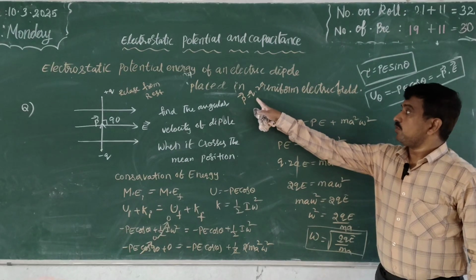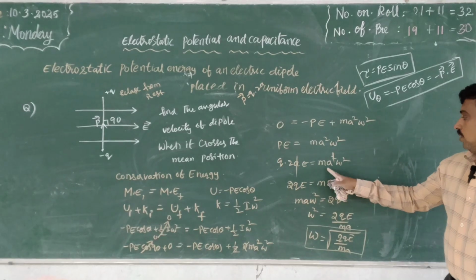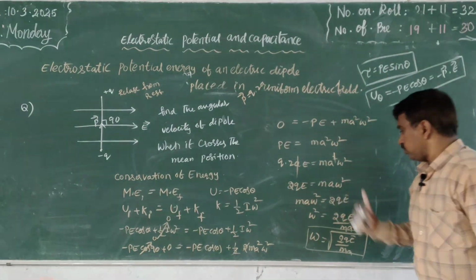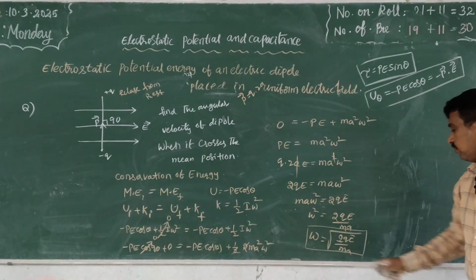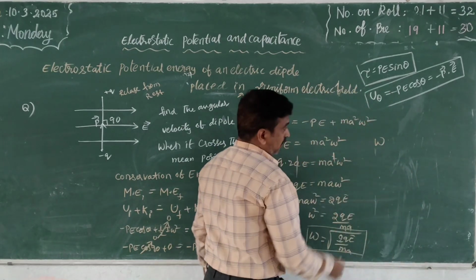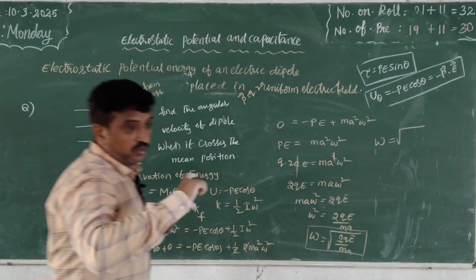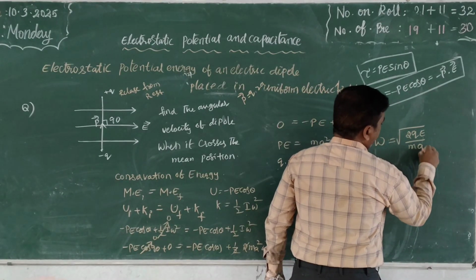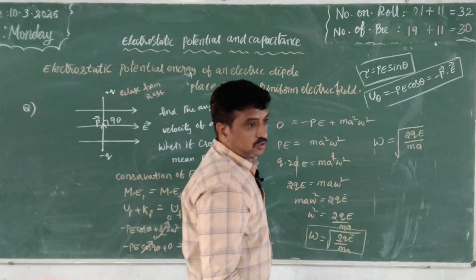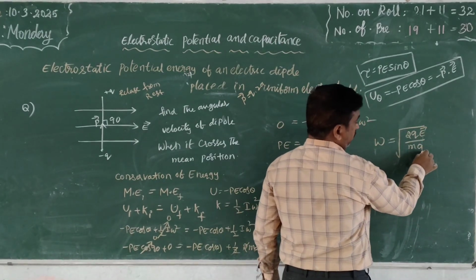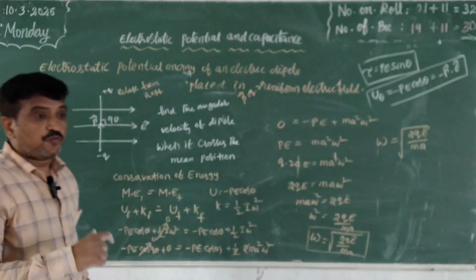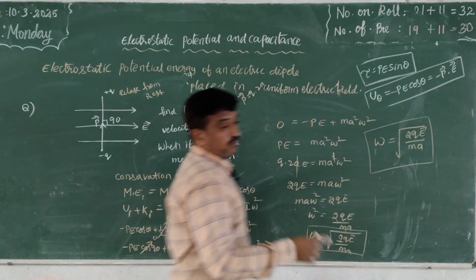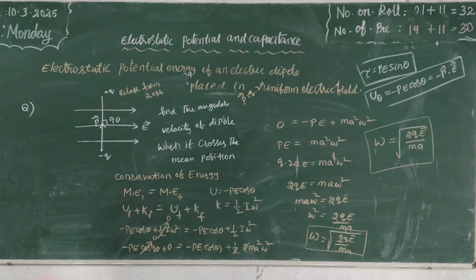P means the electric dipole moment, P equals q into 2a. So we write q into 2a into E equals m a square omega square, and the a cancels. We get 2QE equals m a omega square, so m a omega square equals 2QE. Omega square equals 2QE by ma, and omega equals root of 2QE by ma. This is the angular velocity of the electric dipole when it is released from 90 degrees and reaches 0 degrees. Here q means the charge, E means the electric field, m means the mass of the charge, and a means the distance between the axis of rotation and the charged particle. This is the angular velocity of the electric dipole when it moves from the vertical position and crosses the horizontal position, that means theta equal to 0, the mean position.